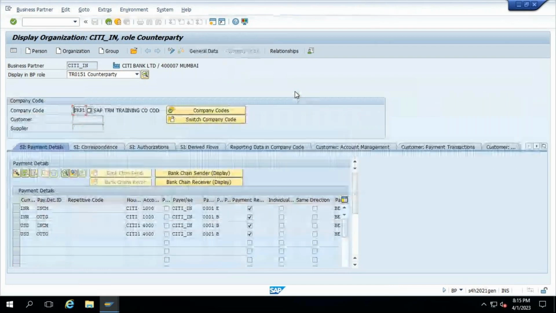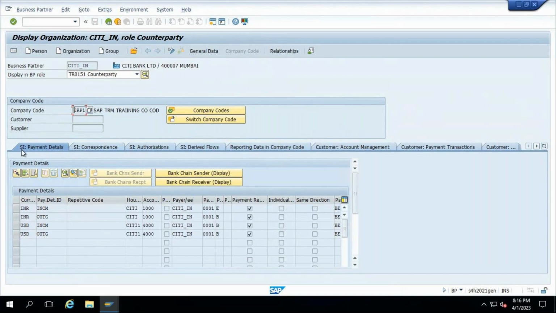But when you go to the company code, it has company code segment data, general segment data. Now you can see that the company code level tab is entirely different from your business partner tab. In the company code segment business partner, you may define the GL account, reconciliation account, payment term and all like things, right? But for the treasury business partner, it has completely different tabs. It says SI payment details, SI correspondence, SI authorization, SI derived flow, right?